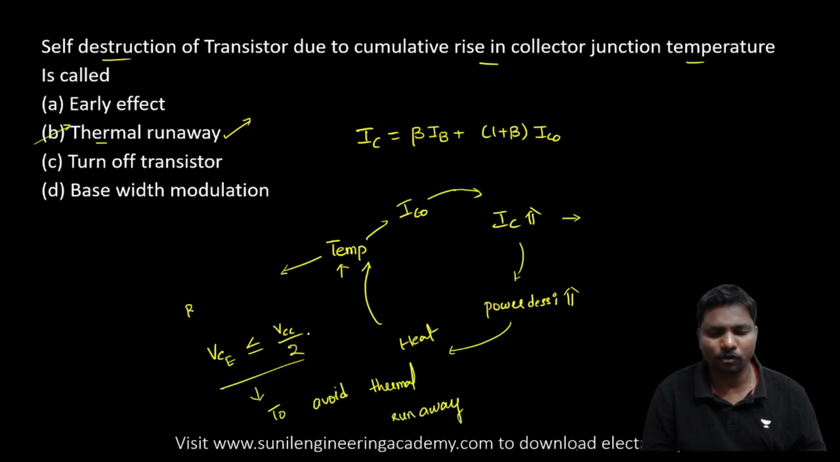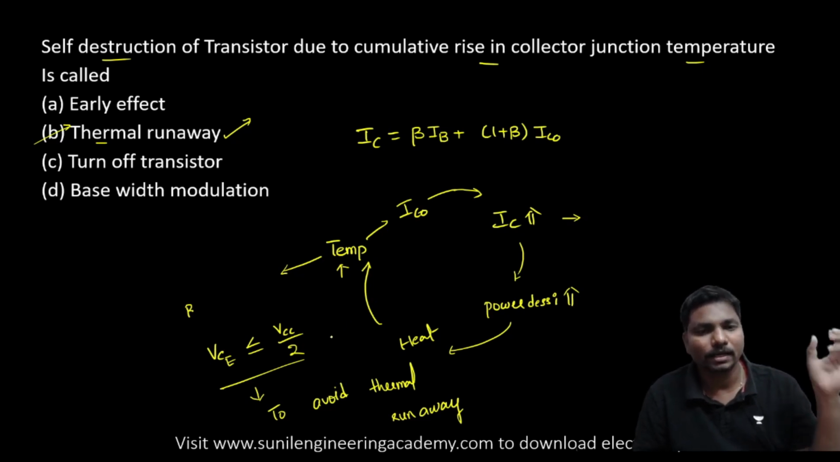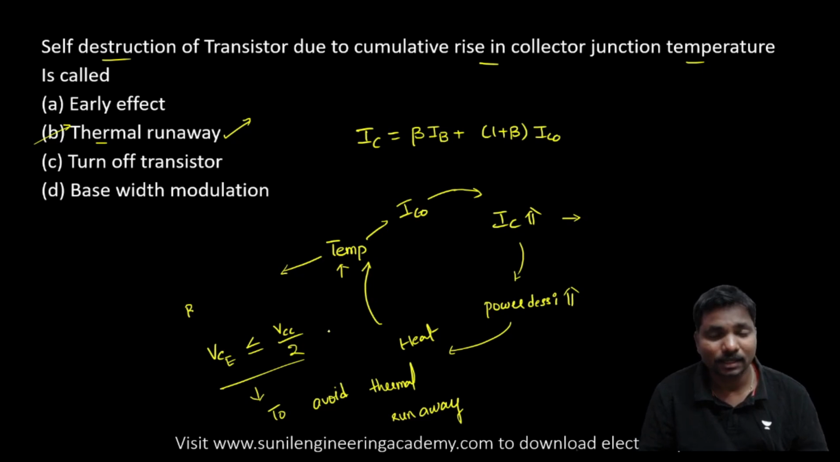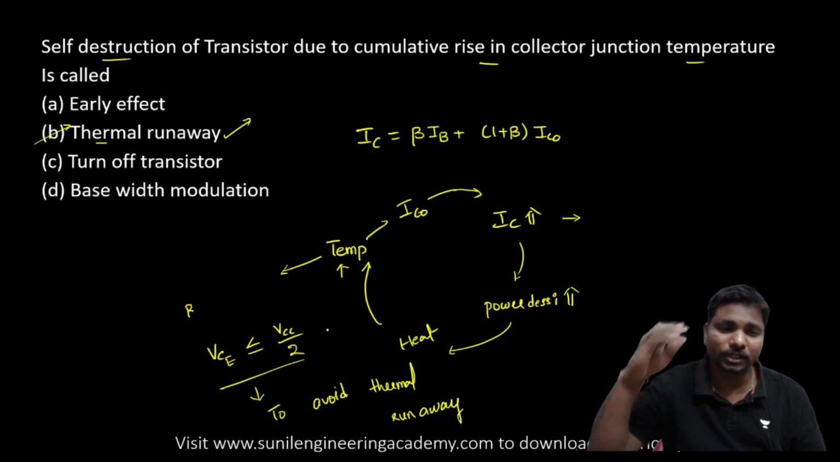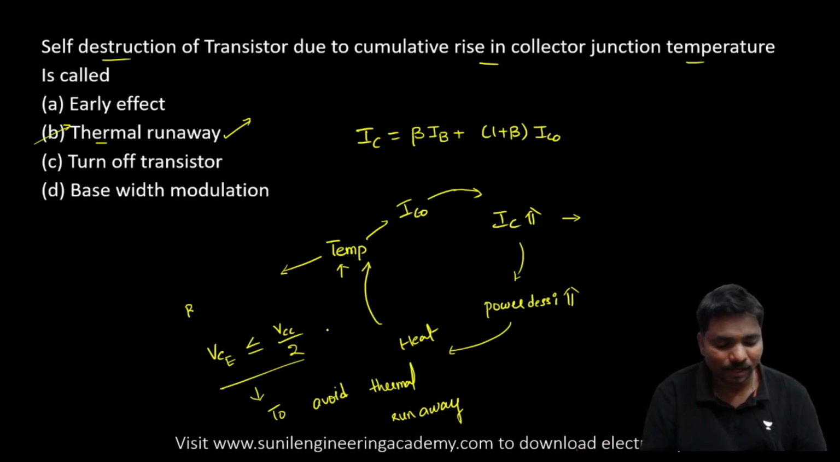In case of FET, no thermal runaway. In that, leakage current is very, very less, so higher input resistance, and due to that leakage current is also very less. So there is no possibility of thermal runaway in FET. That is an advantage of the FET. Here, to avoid thermal runaway, we have to give the biasing VCE always less than or equal to VCC by 2.